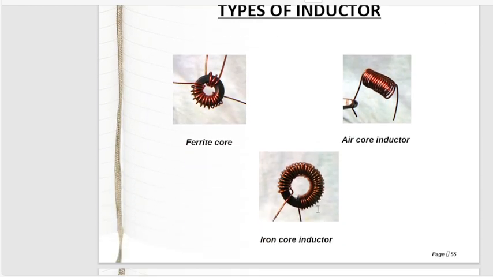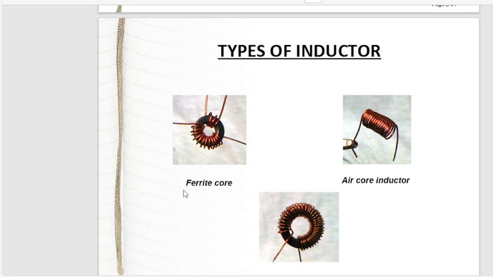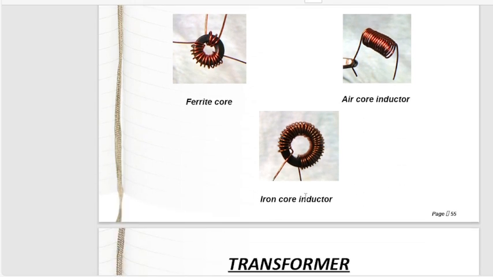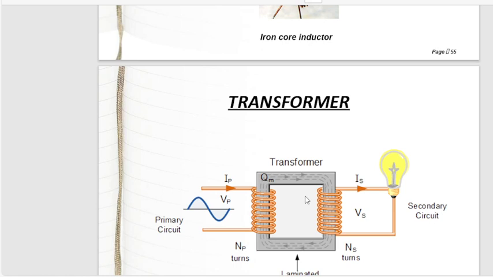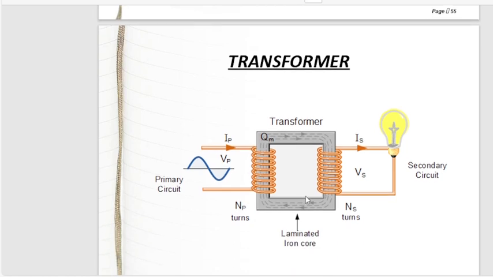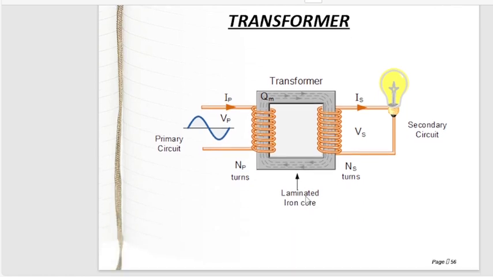So here we have the types of inductors, that is using the ferrite core, the air core inductor, and the iron core inductor. As we discussed, a transformer is basically the sum of two inductors. You can see here we have the primary and secondary circuits, and they are connected using a laminated iron core.